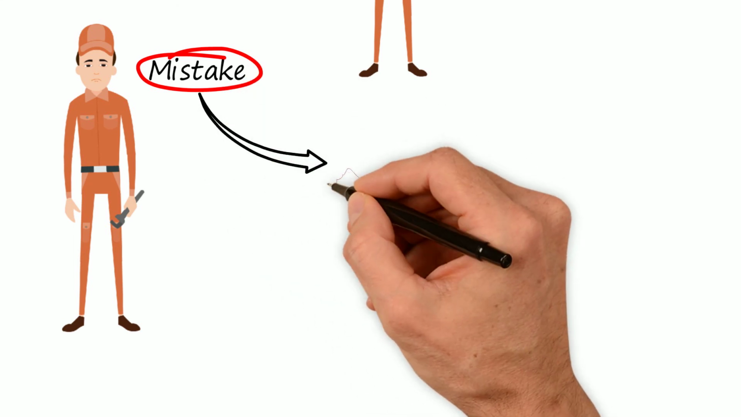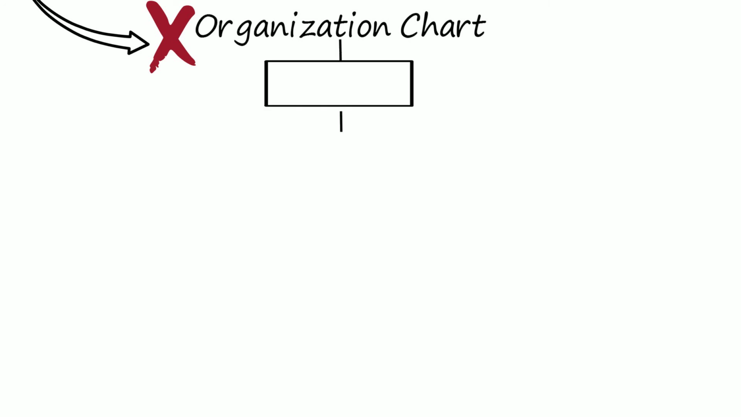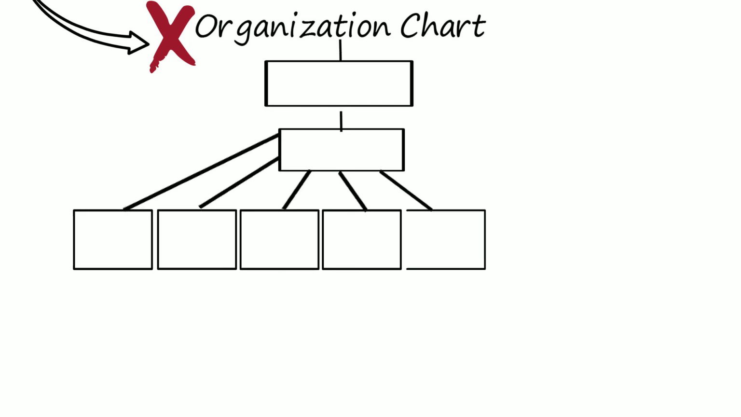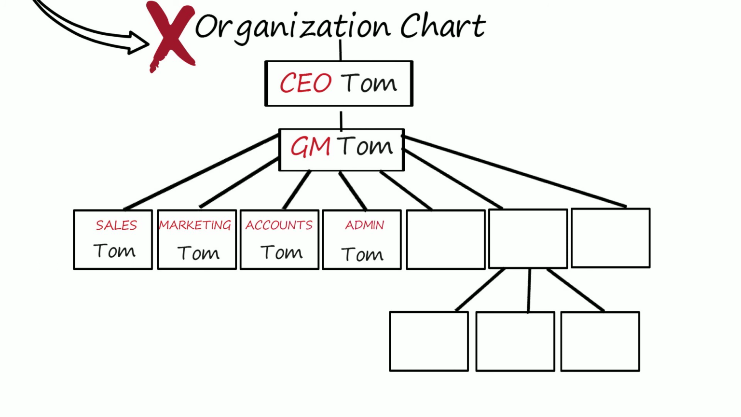The biggest mistake that Tom made was he didn't set out an organisational chart, and we're going to use this graph just to explain. The first thing Tom must do is he must set out every role within the company. CEO, general manager, sales, marketing, accounts, administration, customer care, works, HR. Tom's in charge of the works.